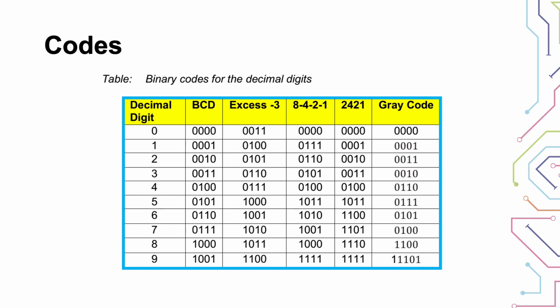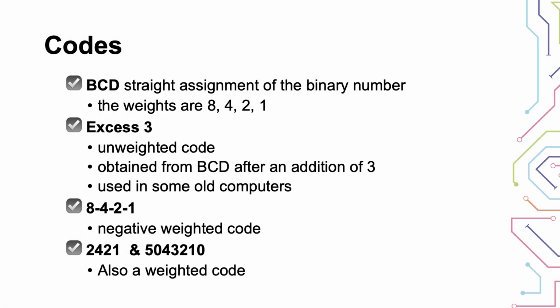Meron din tayong gray code, no? Mamaya meron tayong demonstration paano siya code. So, yan. BCD are state assignment of the binary number. Excess 3 is unweighted, obtained from the BCD after addition of 3. Then 8421 negative weighted code, and then 2421 and 543210 is actually a weighted code.